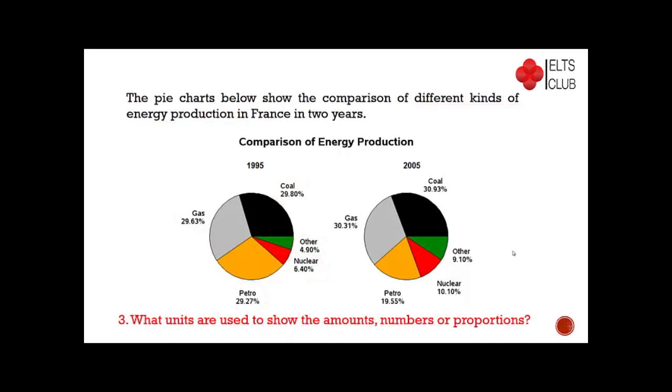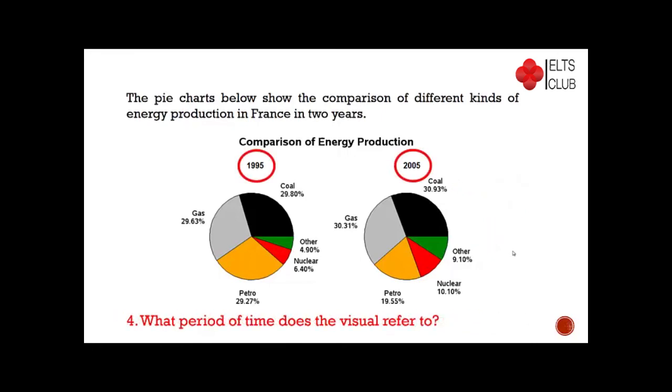We also need to check what units are used. In this case, the chart shows percentages. Finally, we need to identify what period of time the visual refers to. Here, the chart covers the years 1995 and 2005. So the verb tense we should use is simple past.